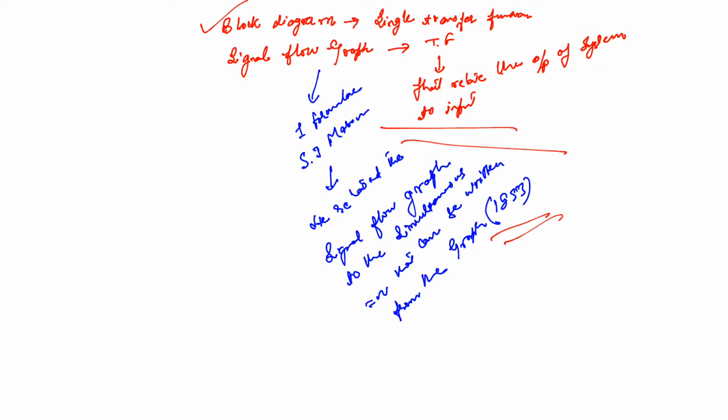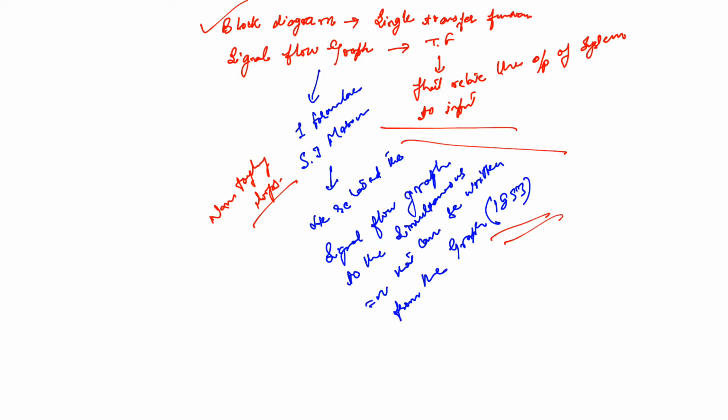Specifically, the existence of what we later call non-touching loops increases the complexity of the formula. However, many systems do not have non-touching loops, which we discuss later on. For these systems, Mason's rule is easier to use than block diagram reduction.